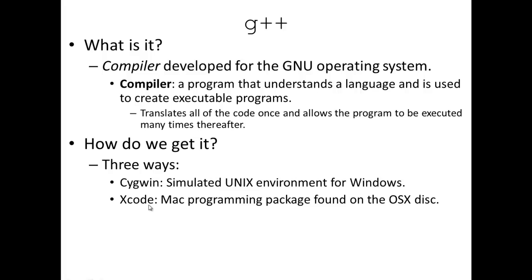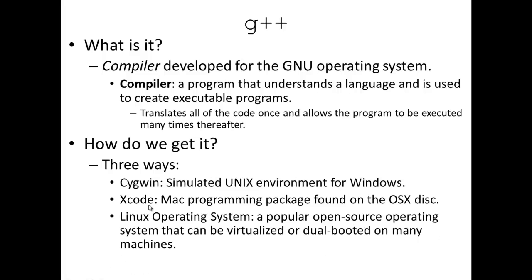Alright, so that's Windows and that's Mac. And the last option is really just if you're using the Linux operating system or any sort of flavor of the Linux operating system, then you should have G++ installed by default. And if not, it is like a one-line operation in the terminal that allows you to get G++ and install it and all of that cool stuff. So those are three ways to get access to this compiler.